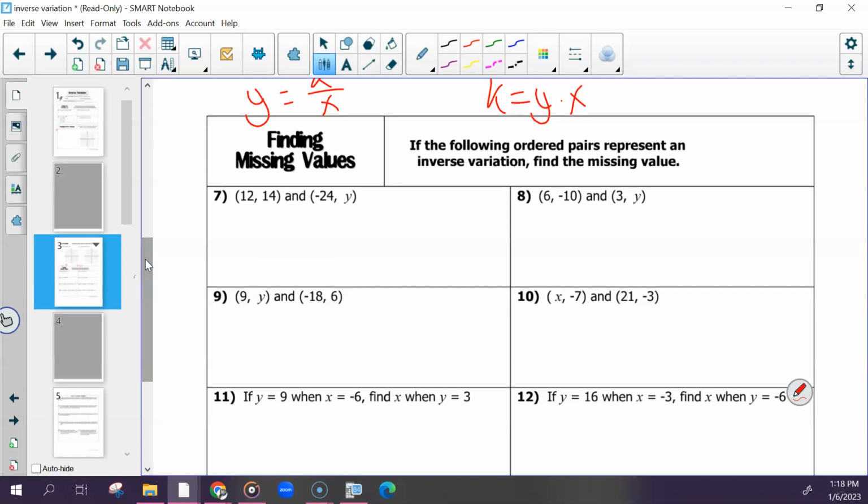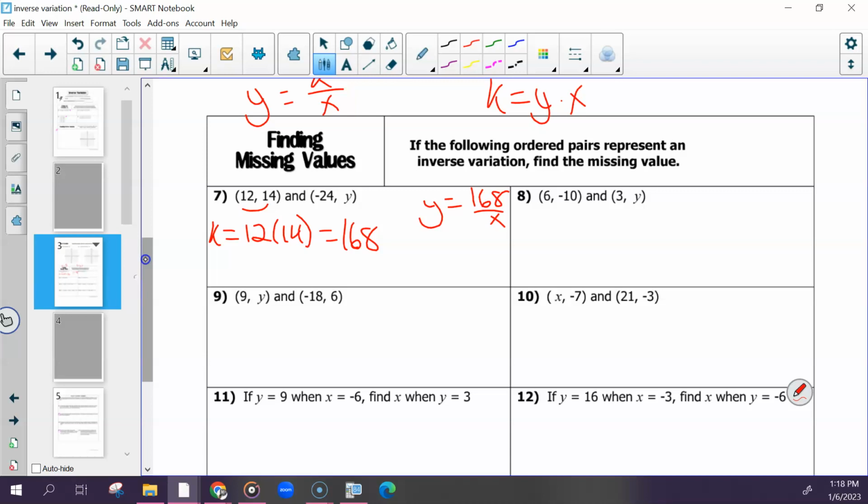So starting with number 7, we're going to find our k value first. Multiply the numbers you have together. So 12 and 14. Someone multiply that. Tell me what you get. 168. Once you have that k value, put it into your equation. y equals 168 over x.